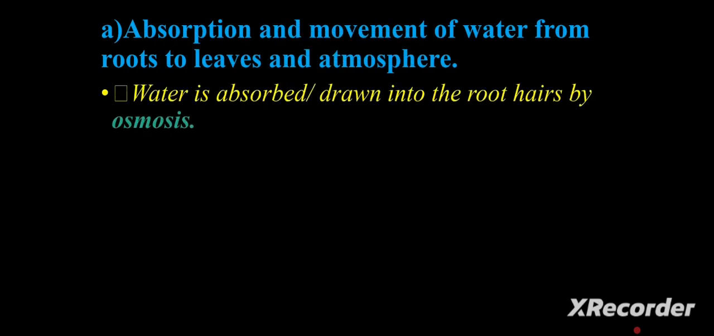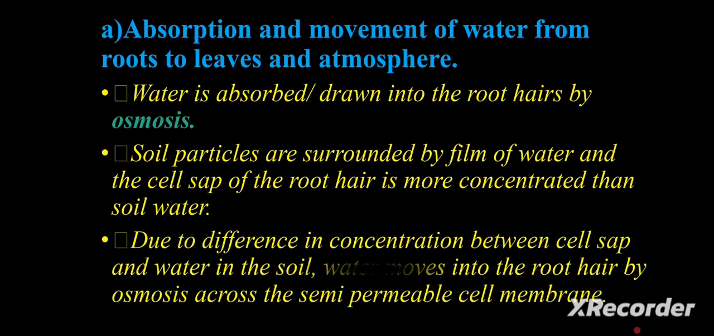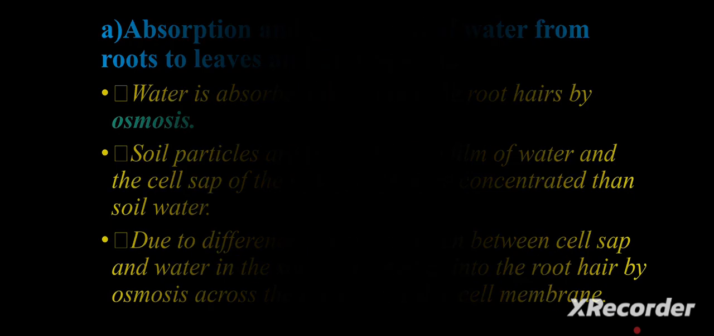Just the points to note: water is absorbed by the root hair cells by osmosis. Second, the soil particles have a film of water, and the cell sap of the root hair is more concentrated than the soil water. Number 3, due to this difference in concentration between the cell sap and the water in the soil, water moves into the root hair cells by osmosis across the semi-permeable membrane. Those are points for a student to note, and when they want a recap, they can always refer to them.